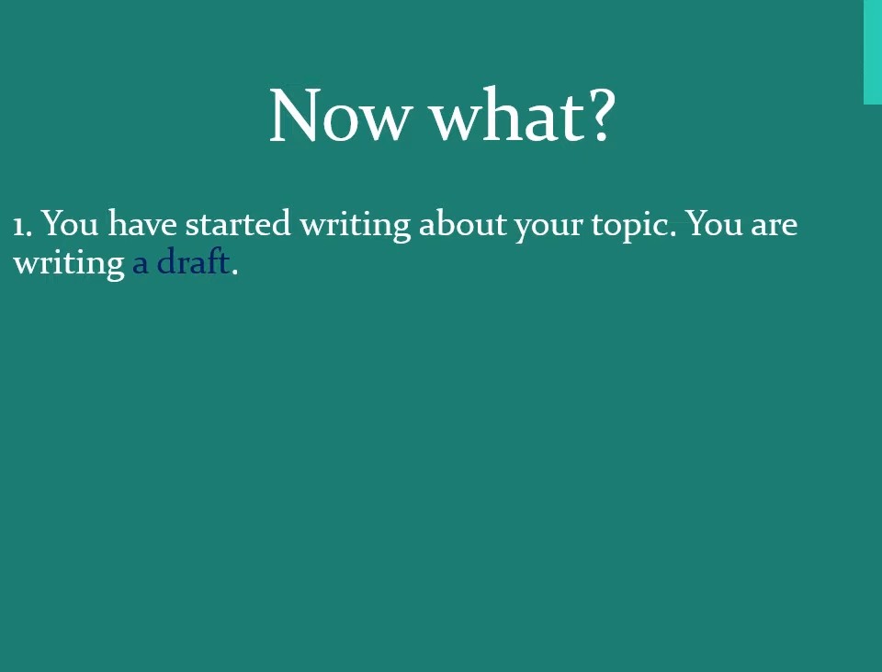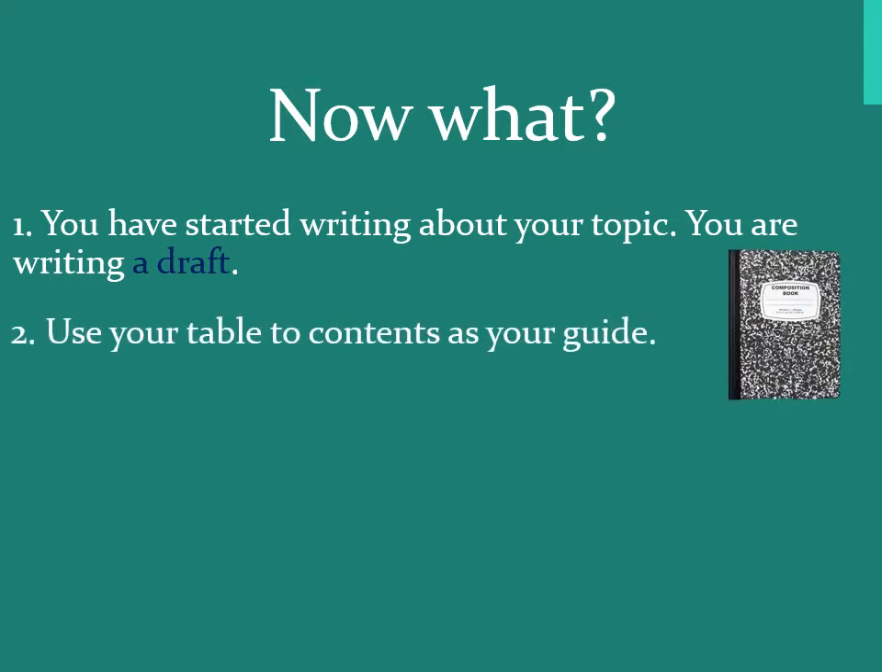Okay, we're still working on our draft. And we're using the table of contents as a guide. So if the first item in our table of contents is what is skateboarding, that's what your first page is going to be about. Tell us what skateboarding is. If the second item in your table of contents is safety equipment, that's what you're going to write about next.